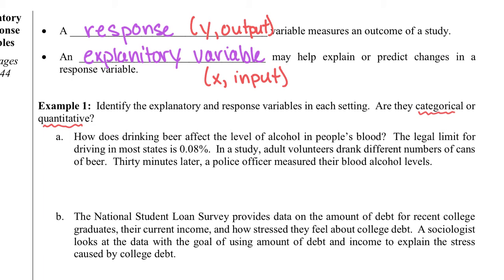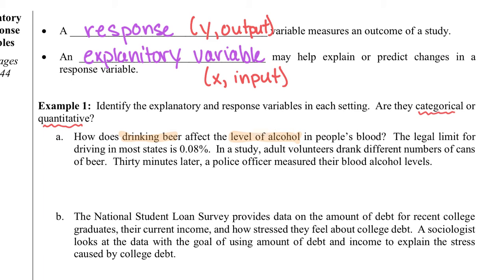Our first question is about drinking beer and affecting alcohol level. I kind of already see the first two variables: drinking beer and level of alcohol. That's probably what we're measuring right there. But let's read some more.